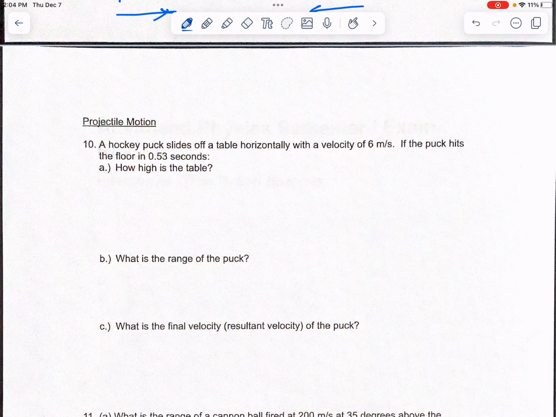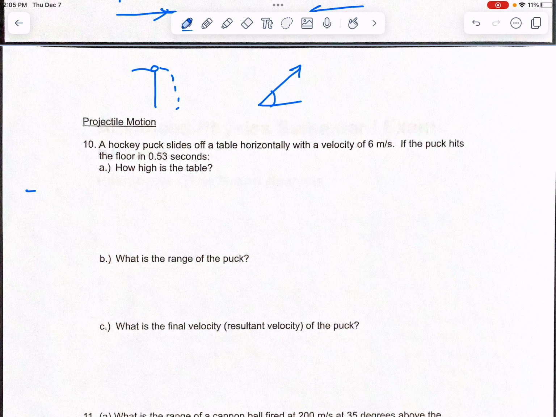Remember, projectiles: you have type 1, which is something rolling off a surface. So that's type 1. And type 2 is when you launch something at an angle. Number 10, a hockey puck slides off a table horizontally with a velocity of 6 meters per second. If the puck hits the floor in 0.53 seconds, how high is the table? So this is type 1.